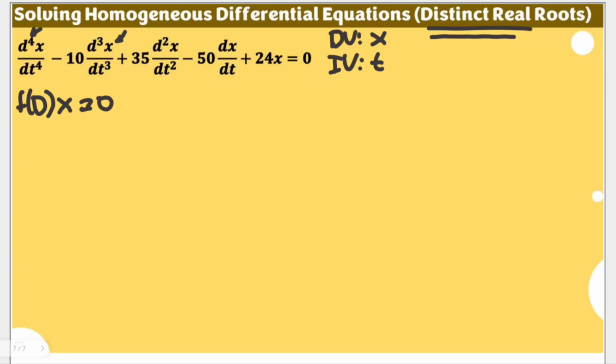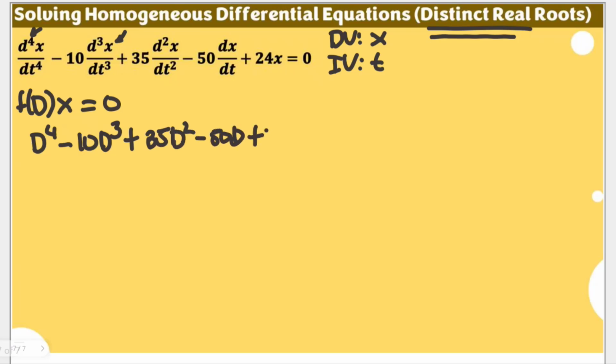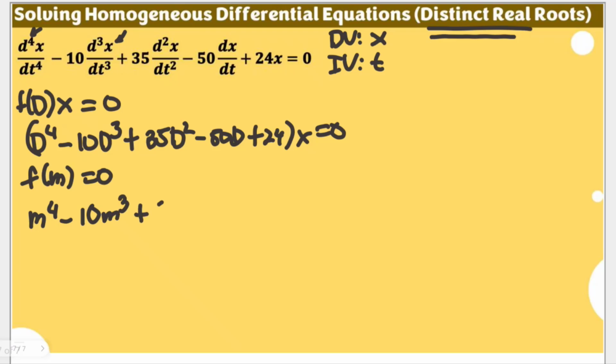Let me rewrite this one. So our equation using the differential operator would be D to the power of 4 minus 10 D cubed plus 35 D squared minus 50 D plus 24, all of them multiplied to x equal to 0. After then, we need to come up with its equivalent auxiliary equation f of m. Hence, our equation now would be m to the power of 4 minus 10 m cubed plus 35 m squared minus 50m plus 24 equal to 0.